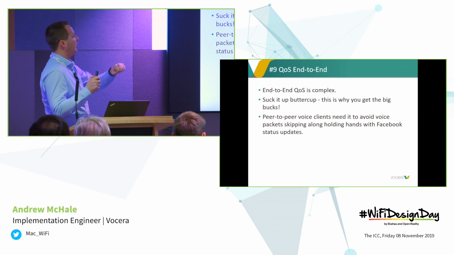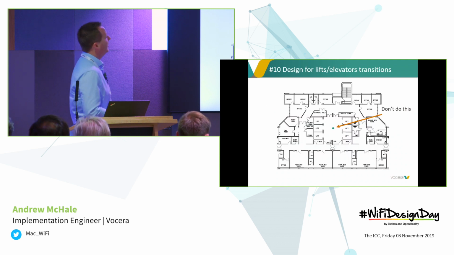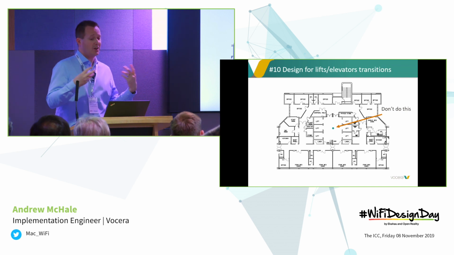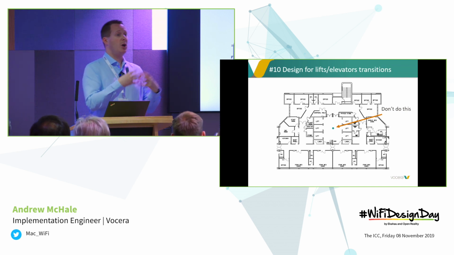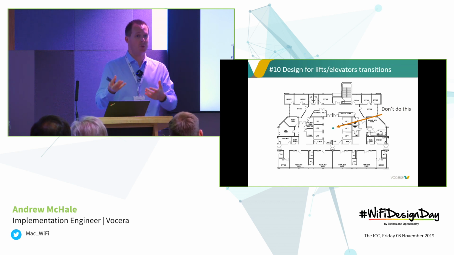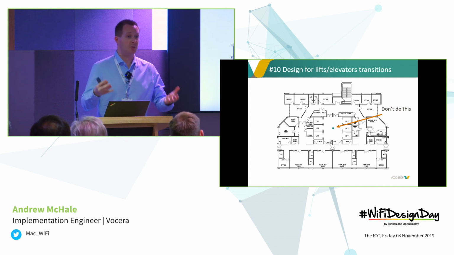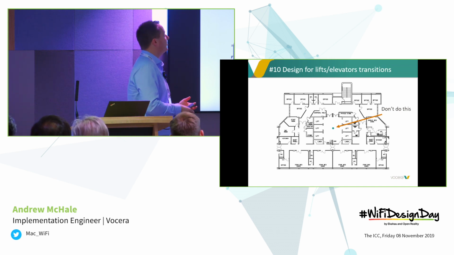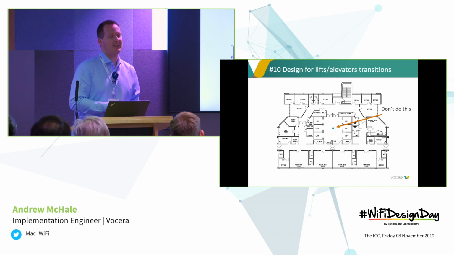Right, last one with 40 seconds left. If you're designing for elevators, do not do this. First of all, if you're designing for elevators, you have to have APs in the lifts. If you don't have APs in your lifts, you're going to lose voice when you go in. You get into a metal box and you're transiting through reinforced concrete to go somewhere. Your voice is going to stop working. So if you want to support lifts, you have to find a way to get the APs in the lift.